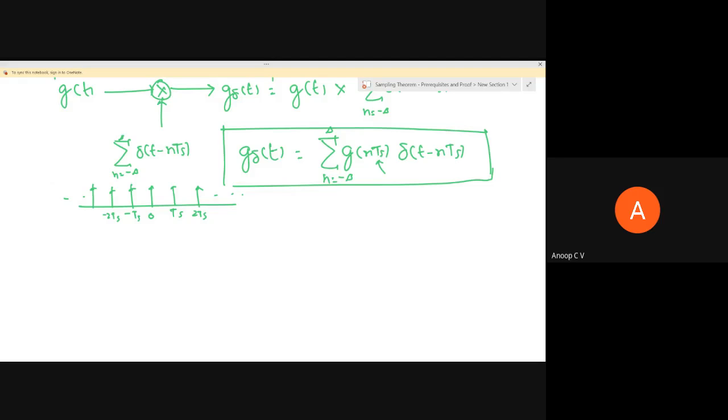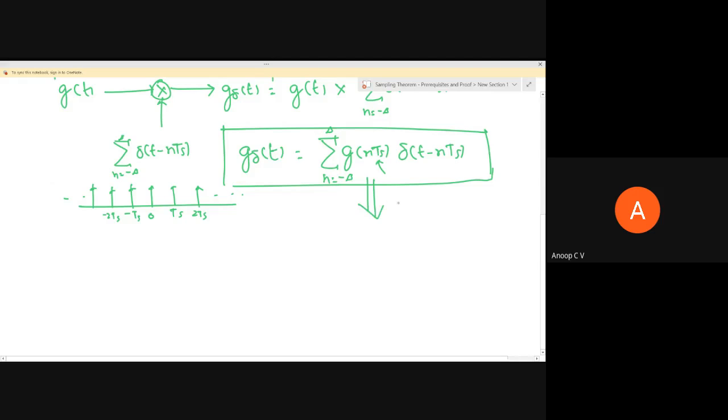For that, what should be this Ts, or what should be the fs? That is what we have to find out. The answer to this is the sampling theorem. But before that, it would be better if we can represent it in the frequency domain, because that will give us more idea.